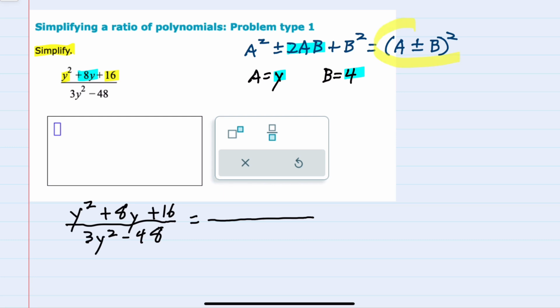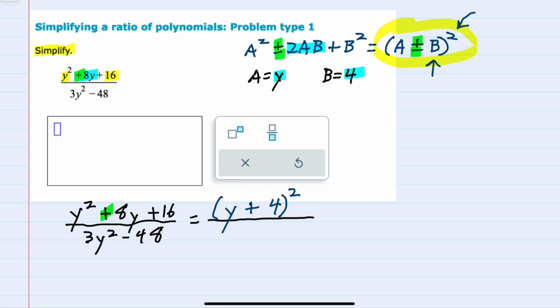So I can factor it in this way, where I have a, which is the variable y. The plus or minus is determined by the middle sign. Our middle sign here is plus, so this will be the same. And then b here is 4. That binomial is squared. So we've factored the numerator.